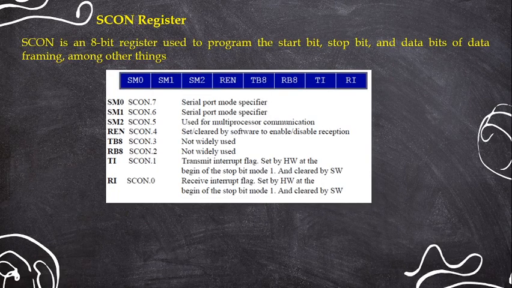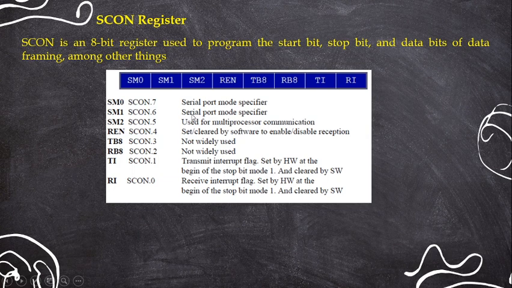The next register, very important, is the SCON register, that is the serial control register. This is again an 8-bit register which is used to program the start bit, stop bit and the data which are part of the framing. As you can see, these are the 8 bits that are associated here.